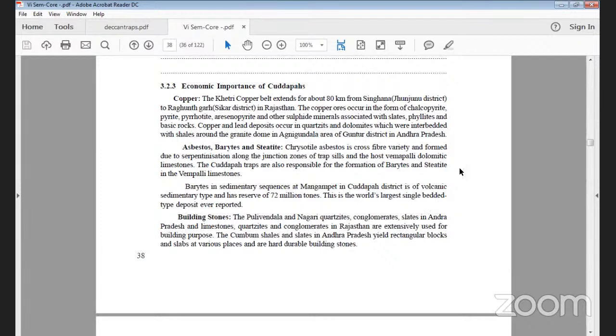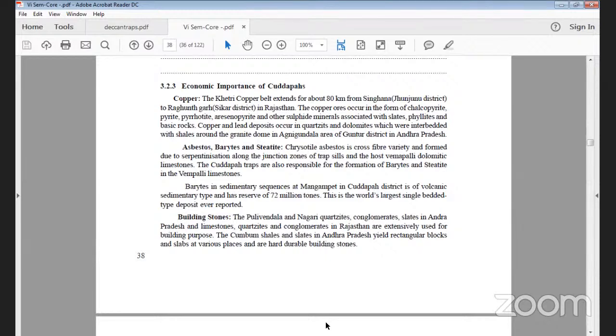Asbestos, barite, and steatite. The chrysotile asbestos is a cross fiber variety which is formed due to serpentinization along the junction zones of trap sills on the host Vempalli dolomitic limestone. The Cuddapah traps are also responsible for the formation of barites and steatites in Vempalli limestones. The most important one is barite in the sedimentary sequence at Mangampeta of Kadapa district.